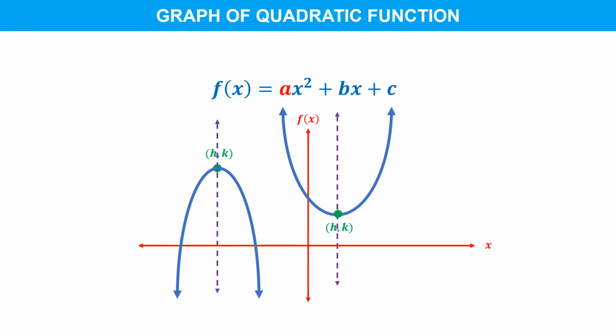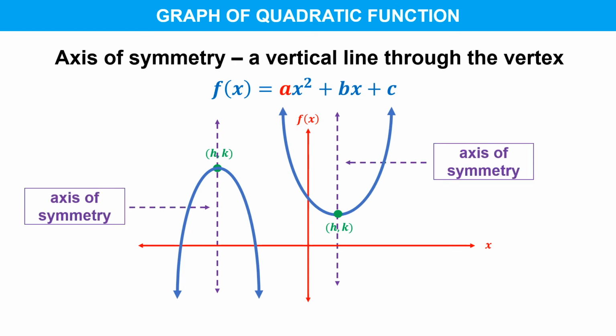The parabola of a quadratic function is symmetric with respect to a vertical line that passes through the vertex of the parabola. And this line is called the axis of symmetry. This line divides the parabola into two congruent parts so that one part is a reflection of the other part. Since the axis of symmetry is vertical and passes through the vertex, its equation is x is equal to h or x is equal to negative b over 2a.